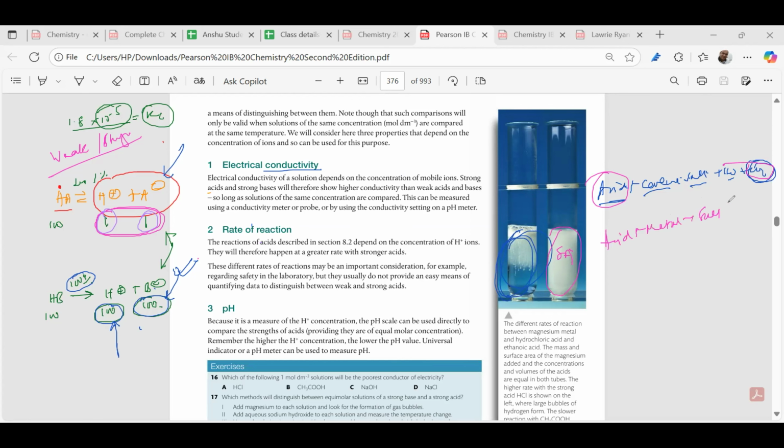Acid plus metal gives you what? Salt plus water plus H2. Sorry, salt plus hydrogen, right? My bad. So acid plus metal gives you salt and hydrogen. H2. It is H2, right? Salt and hydrogen, right?